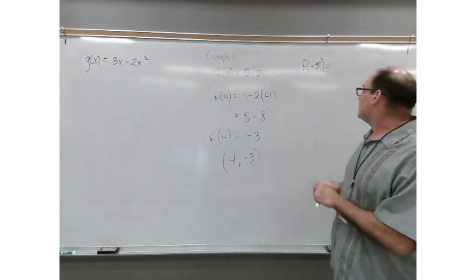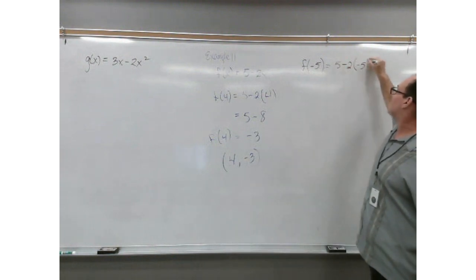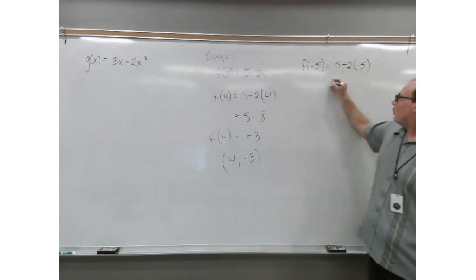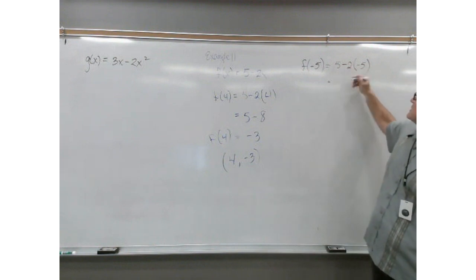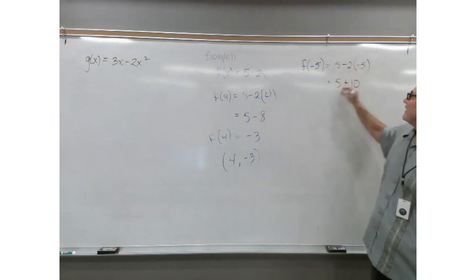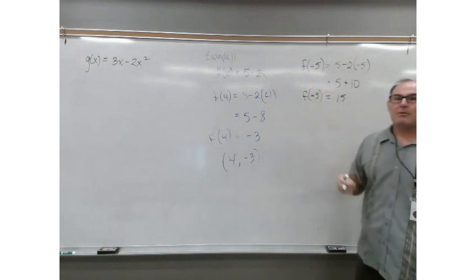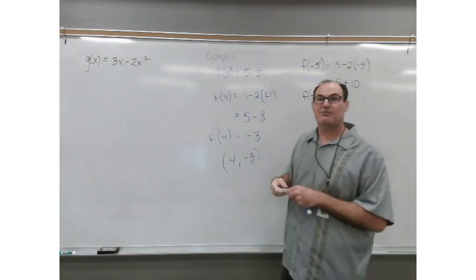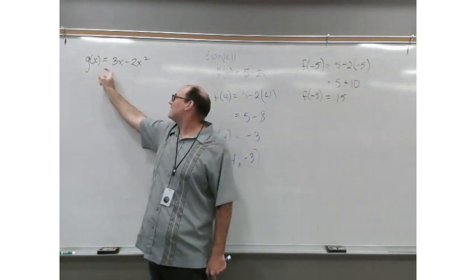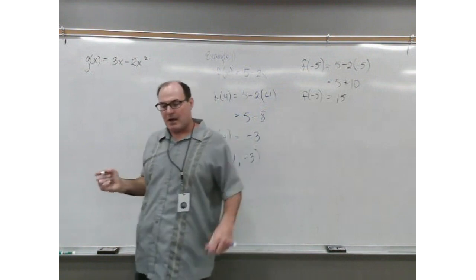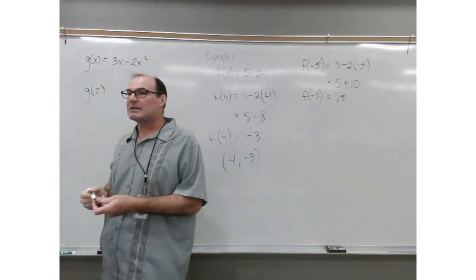All right, so I'm going to plug in -5. So I've got 5 minus 2, and in parentheses, I'm going to put -5. Order of operations, multiplication comes before subtraction. So -2 times -5 is +10. And then 5 plus 10 is 15. All right, we've got two final problems from this section. The first of those two, and this is the last function we're going to be considering, is 3x minus 2x squared. Firstly, I would like you to find out what g of 2 is, please.